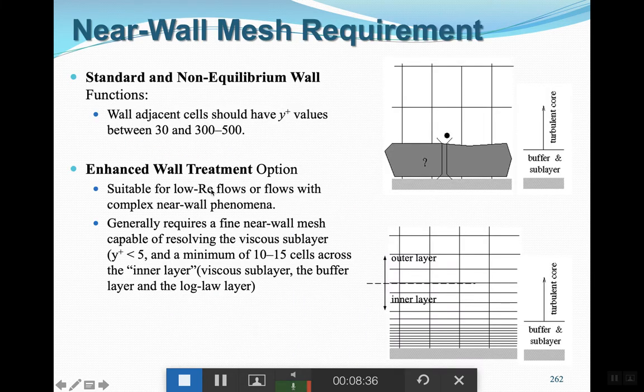meaning it should be way above 11. In enhanced wall treatment, you actually resolve all of the buffer layer and sublayer using your mesh. This is a more complex method, and the Y plus of your first layer of cells should be less than 5. When we say the Y plus for your first layer should be more than 30 or less than 5, we mean the non-dimensional height of your cell, or Y plus of your cell, should be 30 or more.